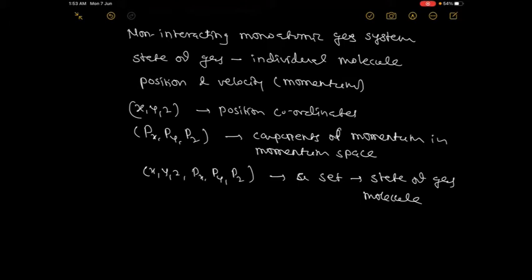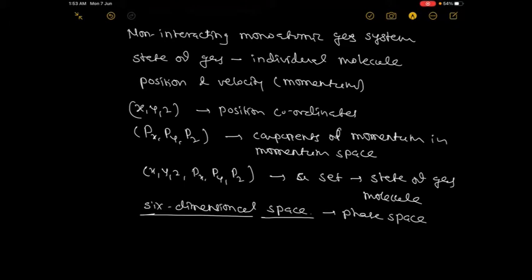Hence, the space in which to specify the state of gas completely requires 6 coordinates. That space we call phase space, or it is also known as 6 dimensional space. In 6 dimensional space, we call it a phase space.